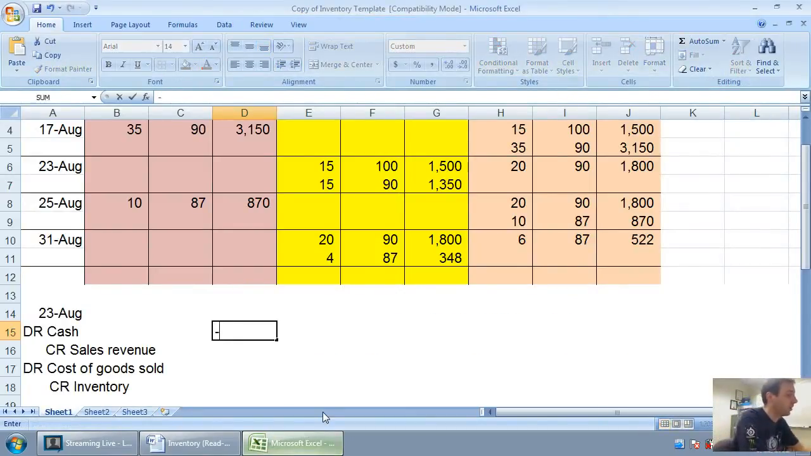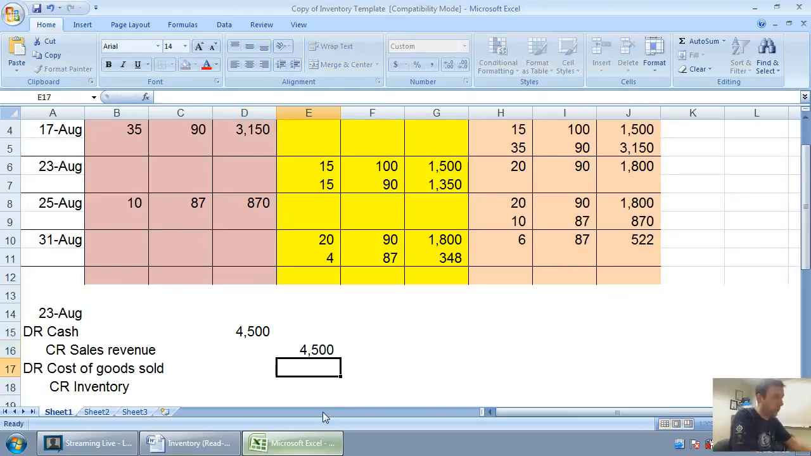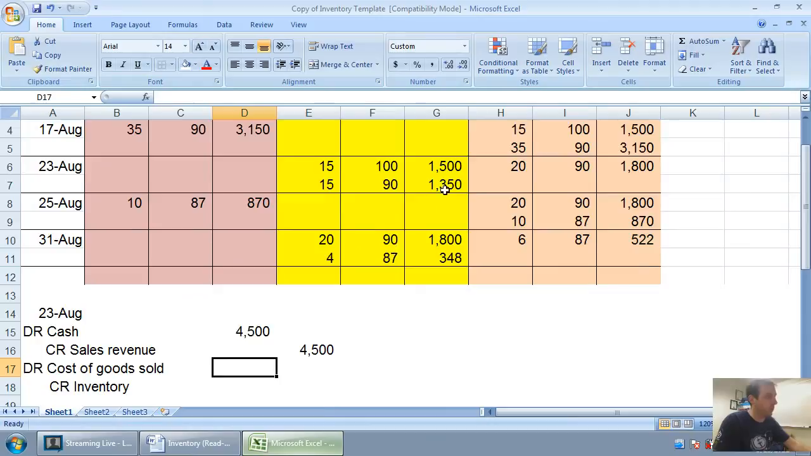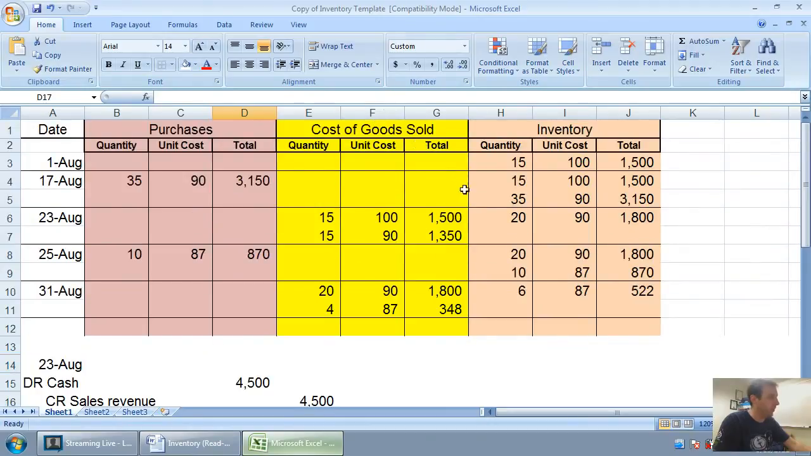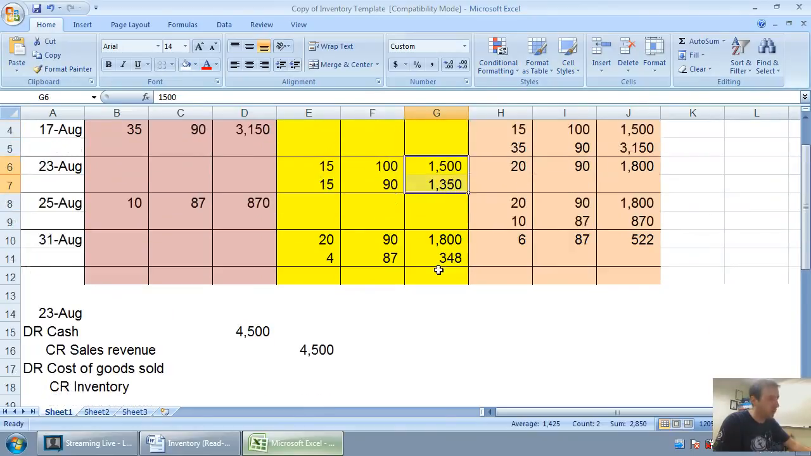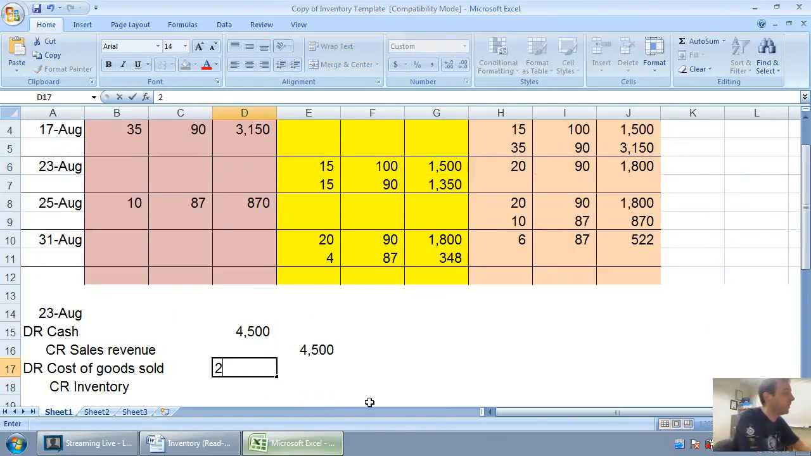So again, that equals 30 times 150. I received $4,500 in cash and sales revenue. Now, how much is my cost of goods sold on August 23rd? Well, you just look at your inventory record and you say cost of goods sold is $1,500 and $1,350. It's $2,850, just the sum of those two items.